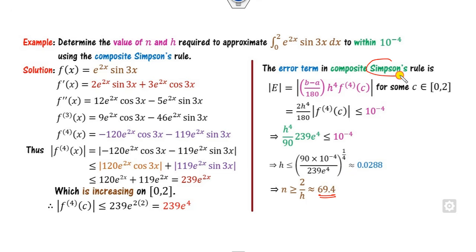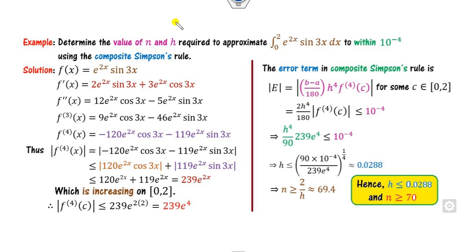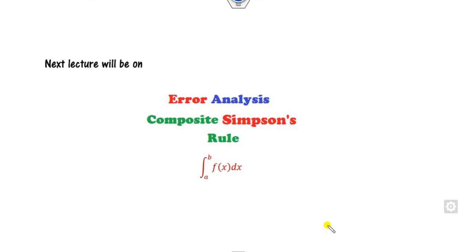Since I apply the composite Simpson rule, what is the even number which satisfies this? It is 70. So once n is 70, what is the value of h? h is 2 over n, so it's 2 over 70. That is the required answer for n and h. If you want to calculate this, n is 70 and h is 2 over 70, the required answer. This is the way you can solve this Simpson 1/3 rule. We will see in the next lecture the composite error analysis of the Simpson 1/3 rule.